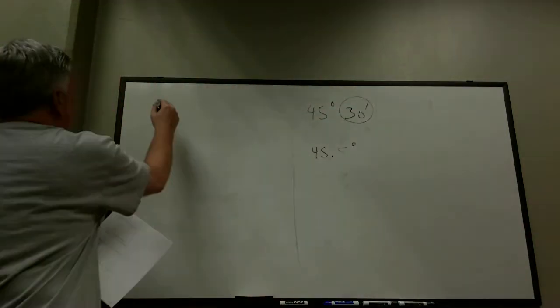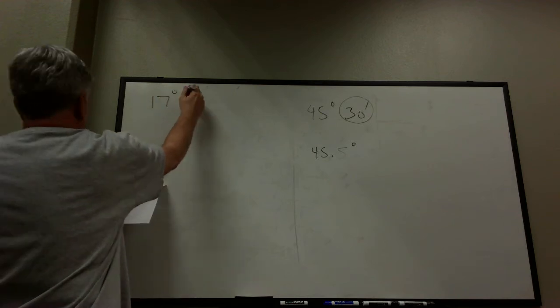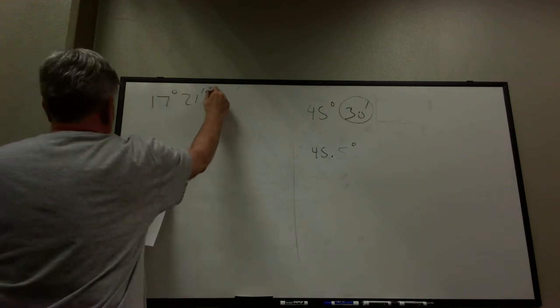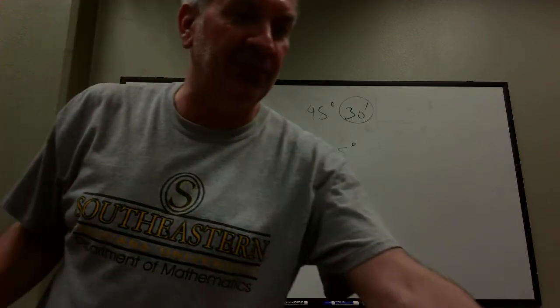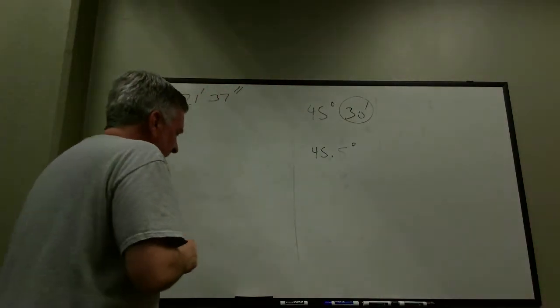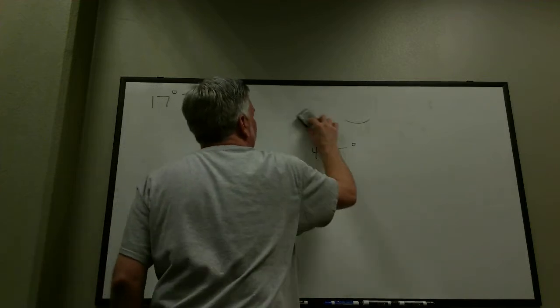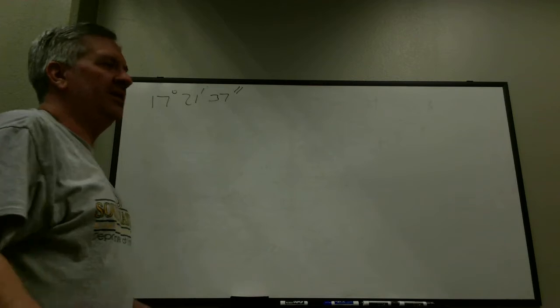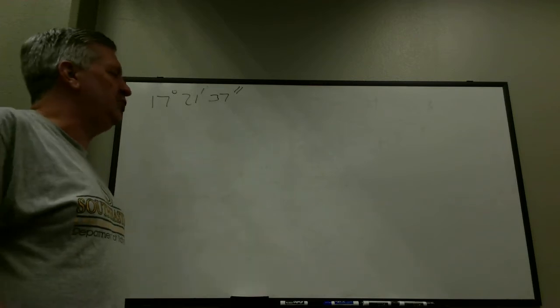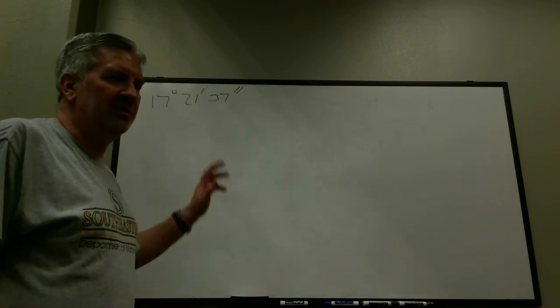The next one says, let's look at 17 degrees, 21 minutes, 37 seconds. And they say convert to decimal degrees. So this has minutes and seconds. Now I'm going to work this out in a long belabored way, because I want to explain unit conversion to you, because you can use that in any sort of problem, not just one like this.